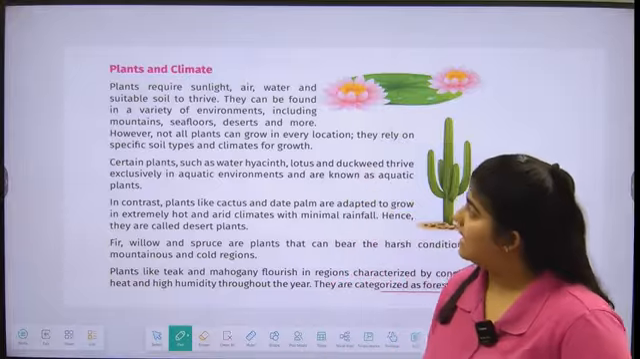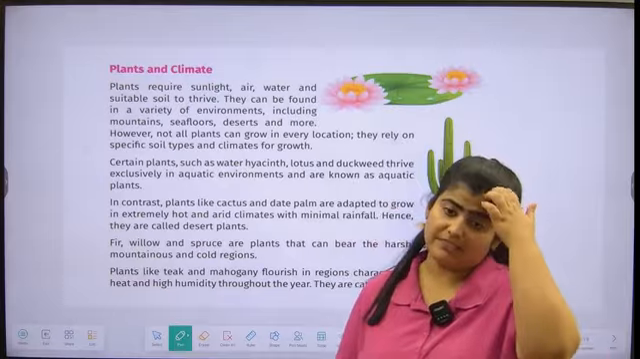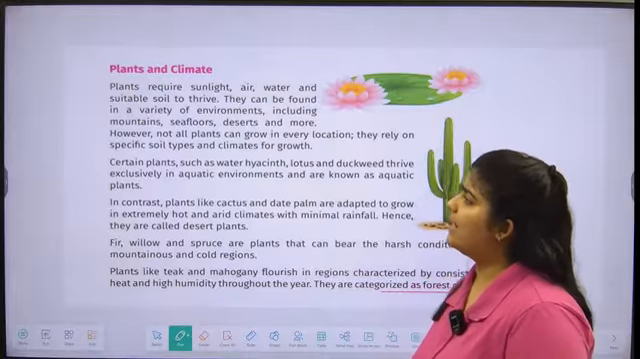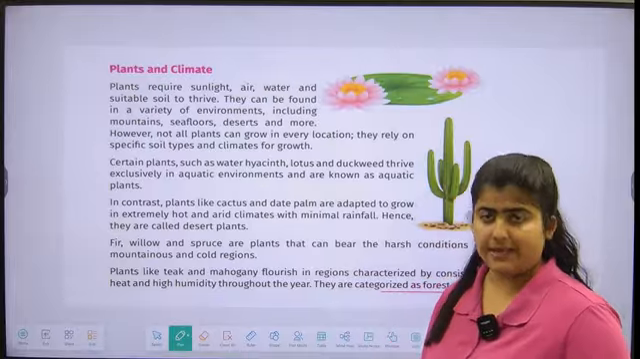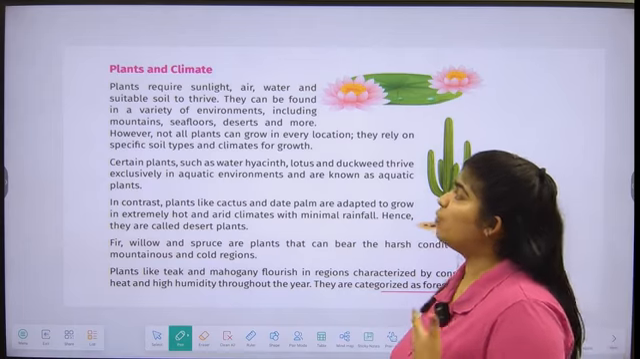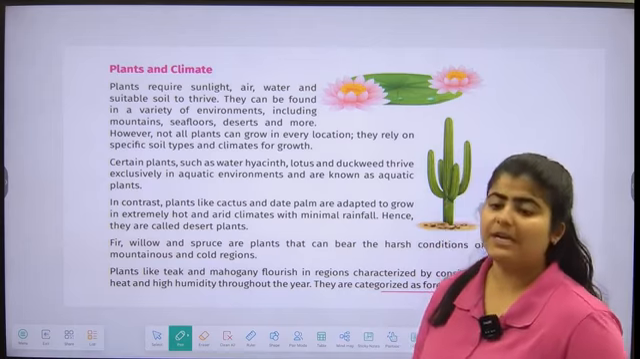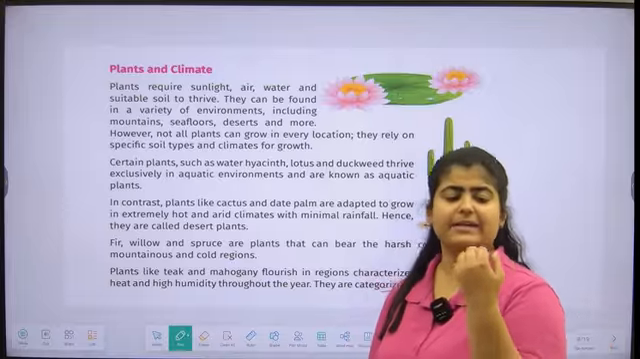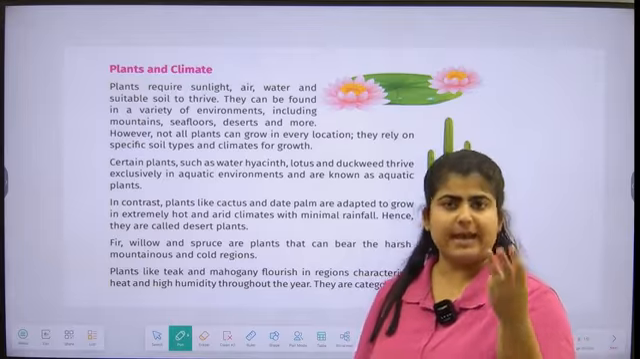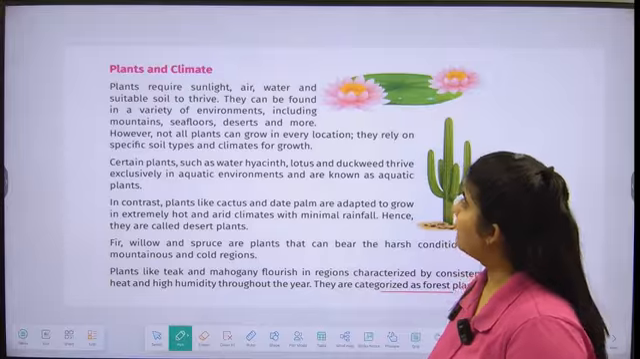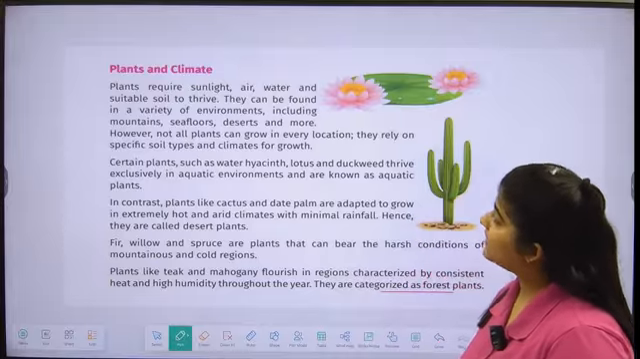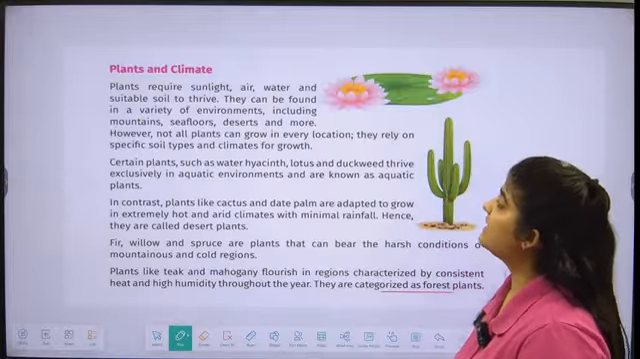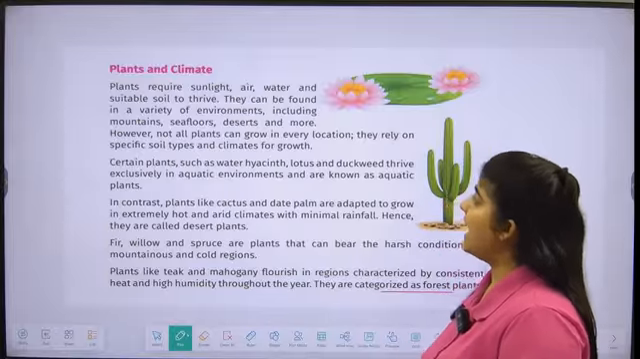Then comes plants and climate. So what is the effect of climate on plants? Plants require sunlight, air, water and soil to thrive, to live and to grow. It requires what? Sunlight, water, air and soil. Okay. So they can be found in a variety of environments including mountains, sea floors, deserts and more.